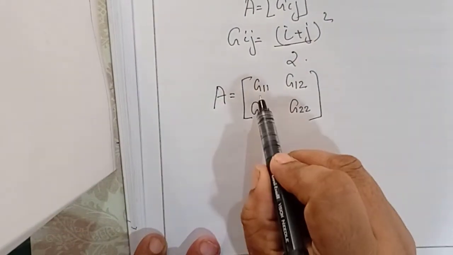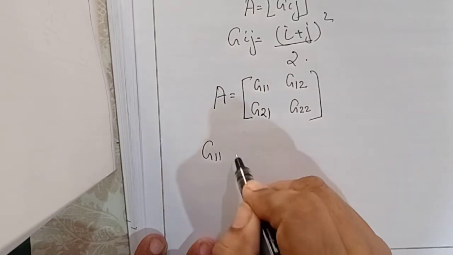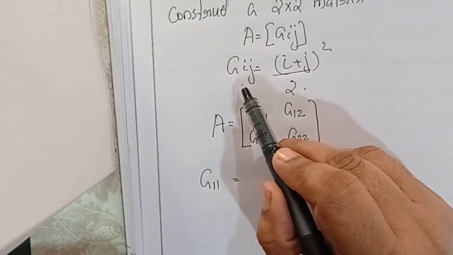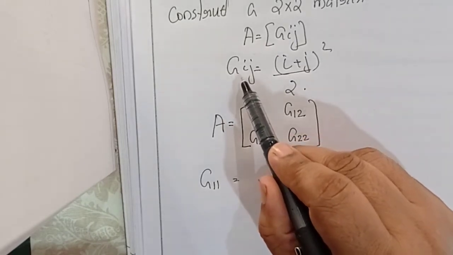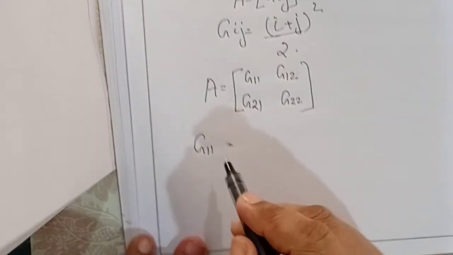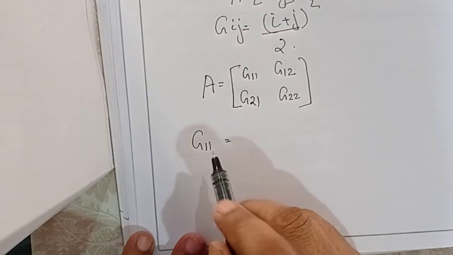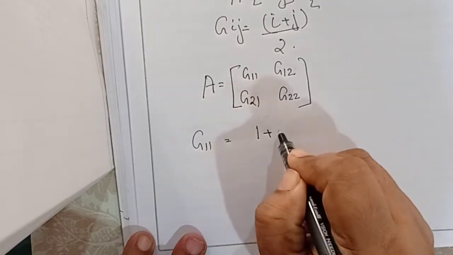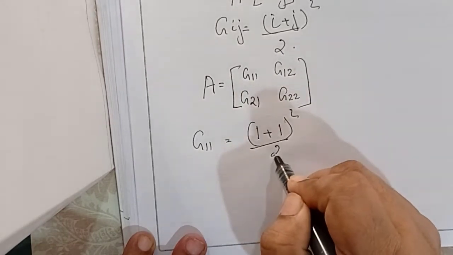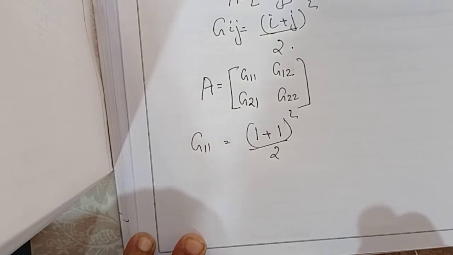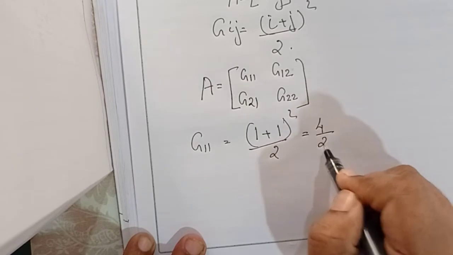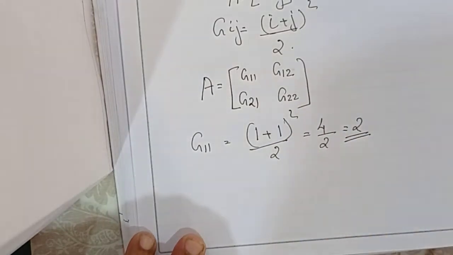Then, how can you form this A11 according to this question? You have to form a matrix in such a way that Aij equal to (i plus j) the whole square by 2. What is your i in this part A11? i means 1 and j also means 1. 1 plus 1 the whole square by 2. What is 1 plus 1? Yes, 2 square, 4 by 2. Therefore, the first element is 2.